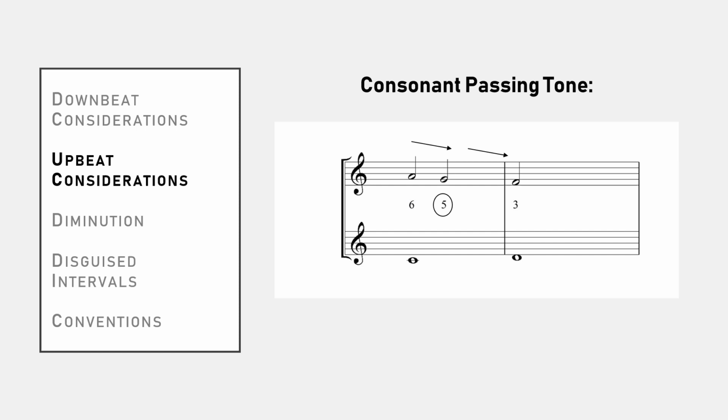By the way, we can have consonant passing tones as well, like this one. However, the only two harmonic consonances that are a step away from each other are the fifth and sixth. Again, for it to be considered a passing tone, we must continue our stepwise motion into a consonance on the downbeat of the next measure.